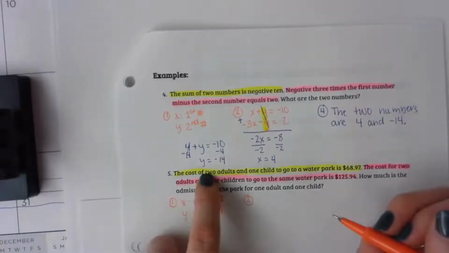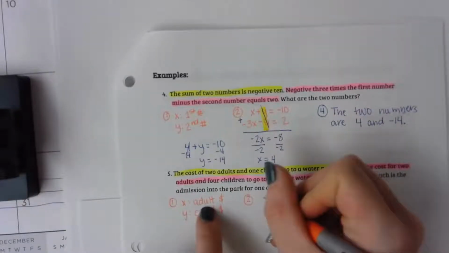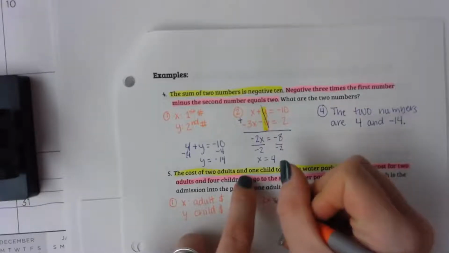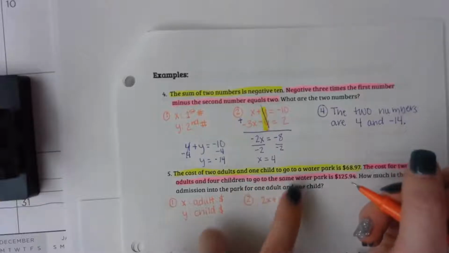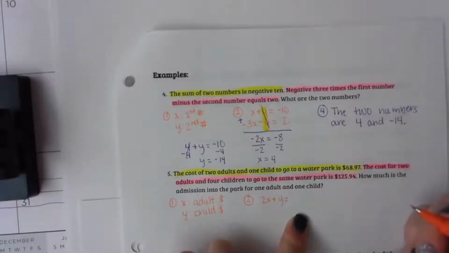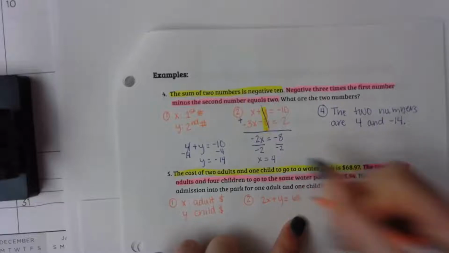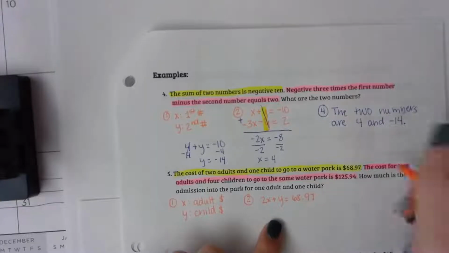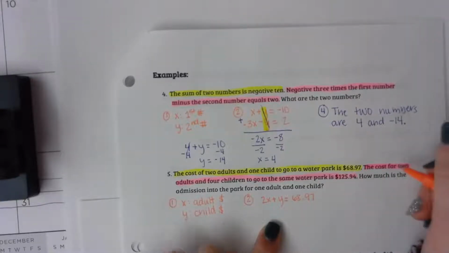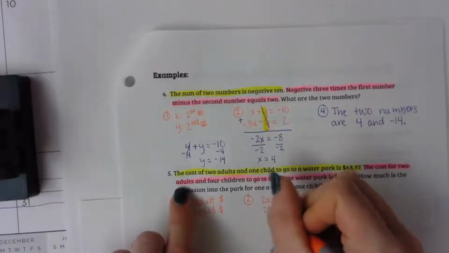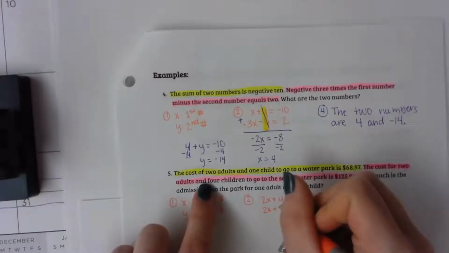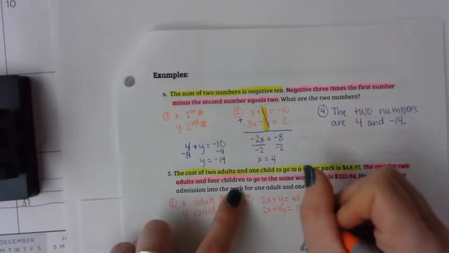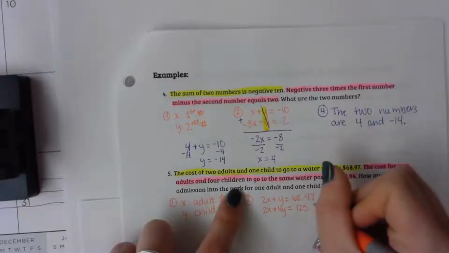So the cost of 2 adults, so our adults is x, so 2x, and 1 child, so plus y, to go to the water park is, which means equals, $68.97. Okay, so then our second equation, the cost for 2 adults, so again 2x, and 4 children, so plus 4y, to go to the same water park is, so equals $125.94.